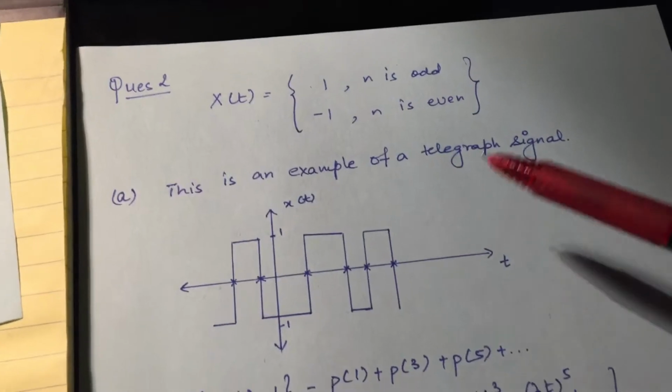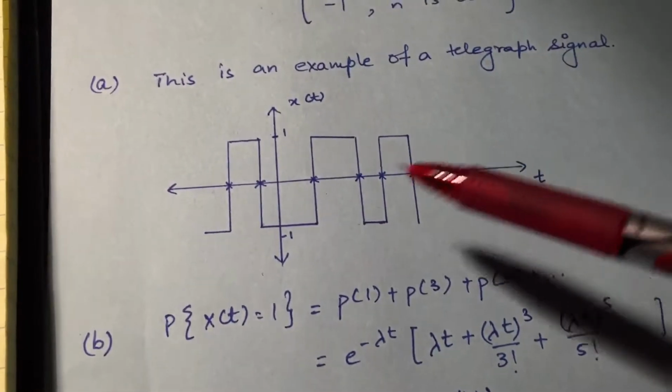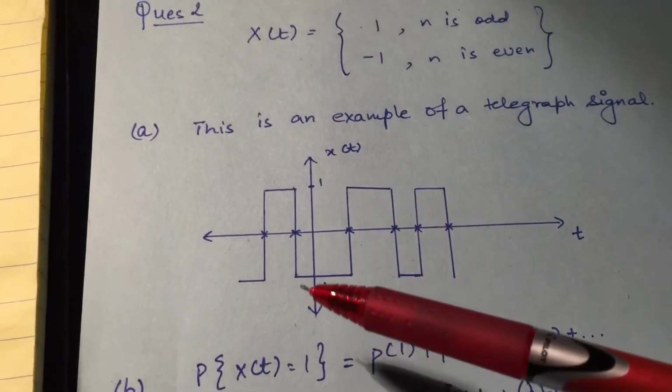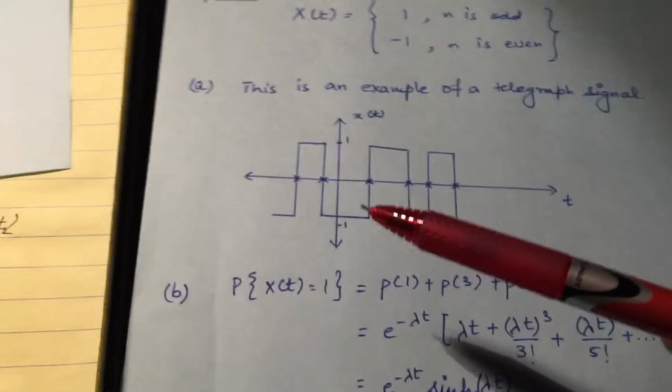So as we can see from the function, this is a typical telegraph signal. So the samples for a telegraph signal are as follows. We get a 1 when the number of points is odd, and minus 1 when the number of points is even. So that's fine.